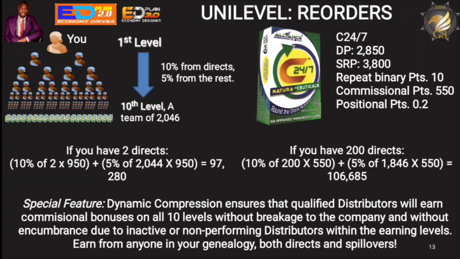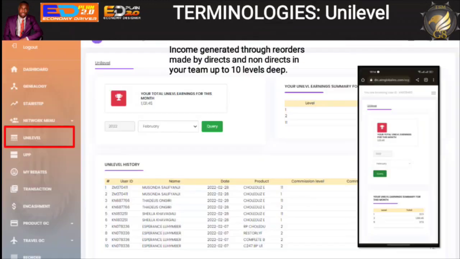So if maybe this person who is under you is a spillover, you're going to earn 5% if they reorder anything, okay? So if you have two directs, that is now you, and this is the first direct, and this is the second direct. For a direct, you're going to earn 10%. For non-direct, you're going to earn 5%. So if you have two directs, this is what you're going to earn. 10% from the two directs times 550. And then plus 5% of the rest of the team who are non-directs, which is 2,046 minus the two directs.